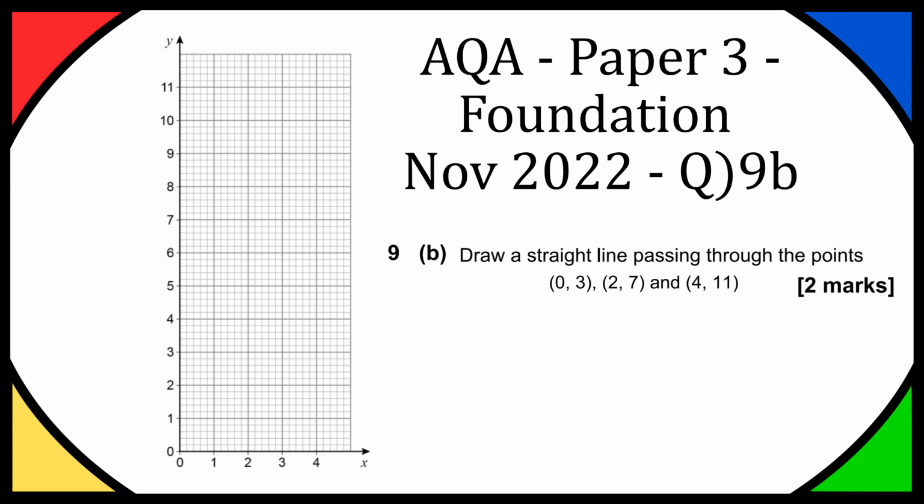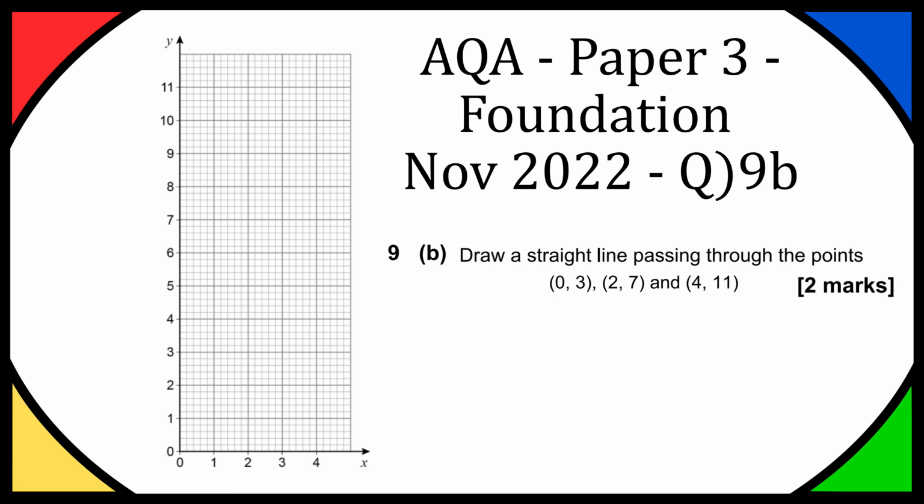Hey everyone, so today we're going to be doing question 9b. And we have to draw a straight line passing through the points (0, 3), (2, 7), and (4, 11). And it's a 2-mark question. So you can see we obviously have this graph paper on the left, and we've got the x-axis on the bottom, goes 0 to 4, and then we've got the y-axis on the top, it goes 0 to 11.